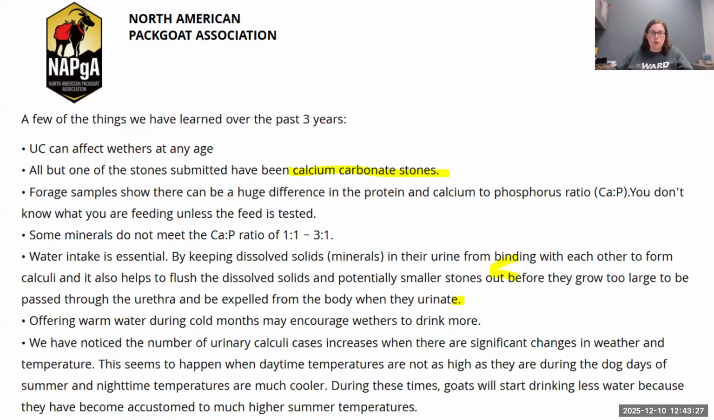And then forage samples are variable in protein and calcium and phosphorus. That's a huge reason to test alone, let alone balancing their nutrition. And so water intake is key to make sure things are dissolving. So when we talk about any livestock, we want to make sure that they have a clean, fresh, good water source. So I'm not going to go over the rest here, but I would really encourage you.